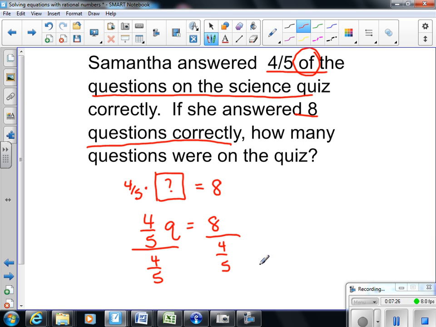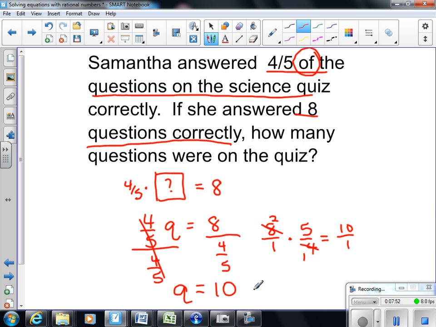And when you divide, what do you actually do? You end up multiplying by the divisor's reciprocal. So I'm going to have 8 over 1, flip the second one, 5/4, and change the sign to multiply. Now I can simplify before I multiply, and I have 10 over 1, or 10.